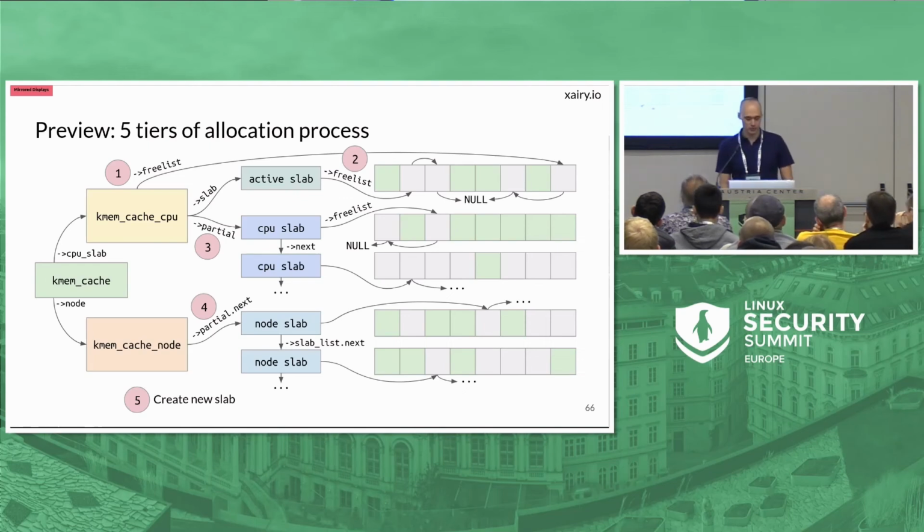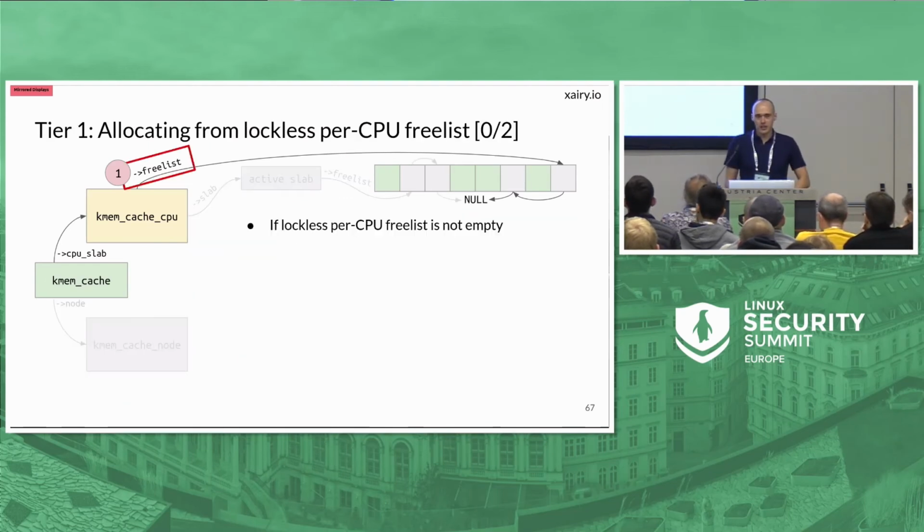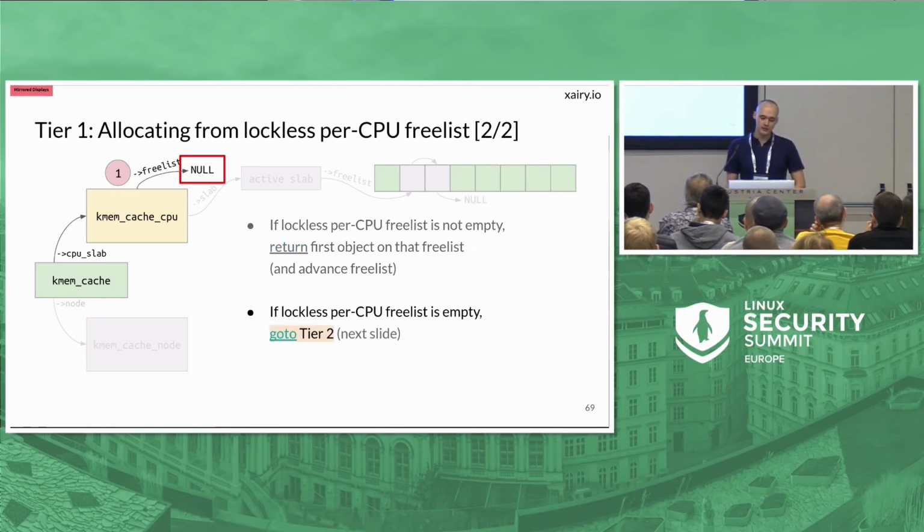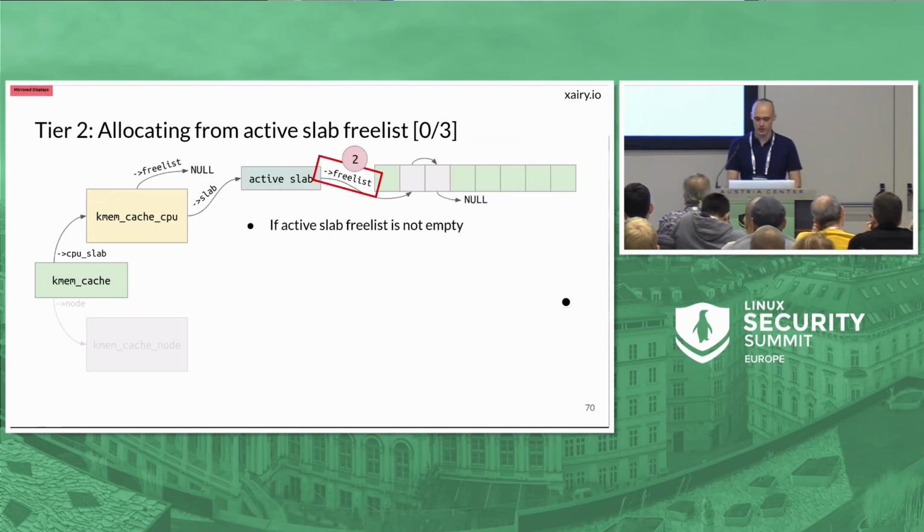Let's go through them part by part. So the first step is, let's say a specific CPU is trying to allocate an object from a specific cache. The first case: is the lockless per CPU free list empty? If the lockless per CPU free list is not empty, then the SLUB allocator just allocates the first object on that free list and we're done. If it happens that this lockless free list is empty, then we go to tier 2, allocating from the per active slab free list.